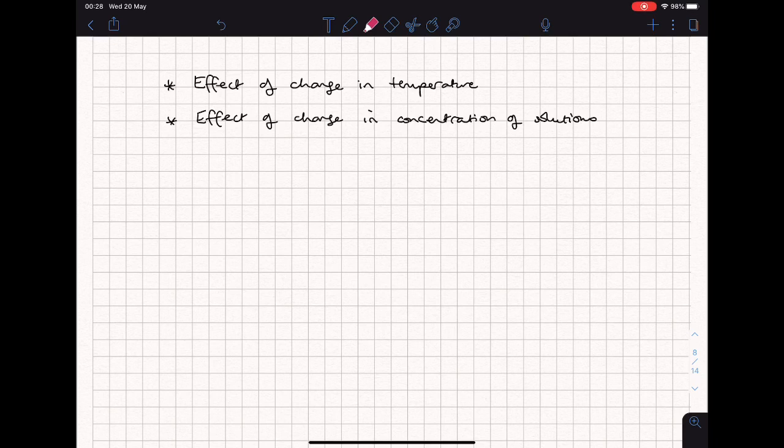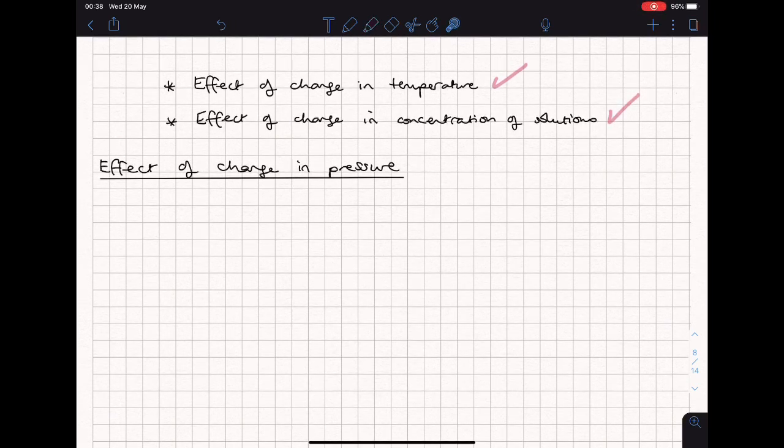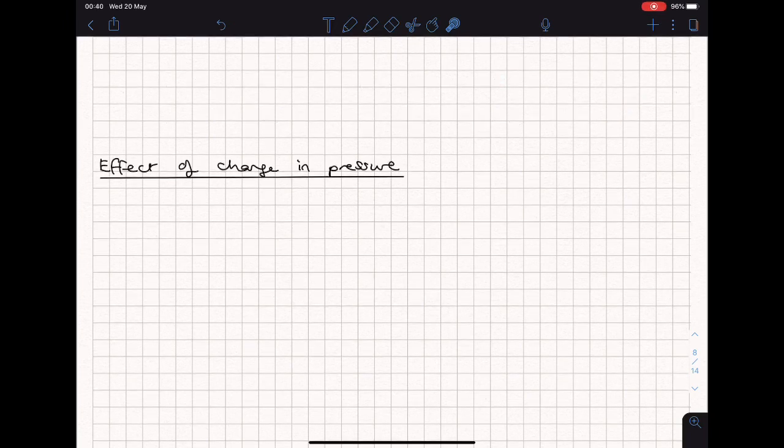and the yield of the ester decreases. So we covered the effect of changing temperature on the position equilibria, and also we covered the effect of changing concentration on the position equilibria. We're now going to look at the changing pressure on the position equilibria.